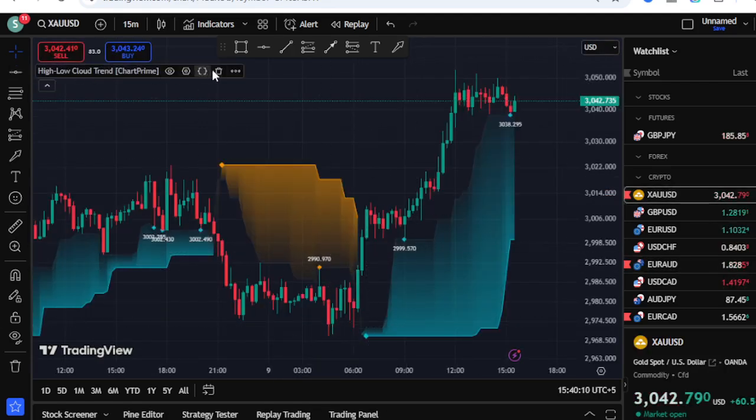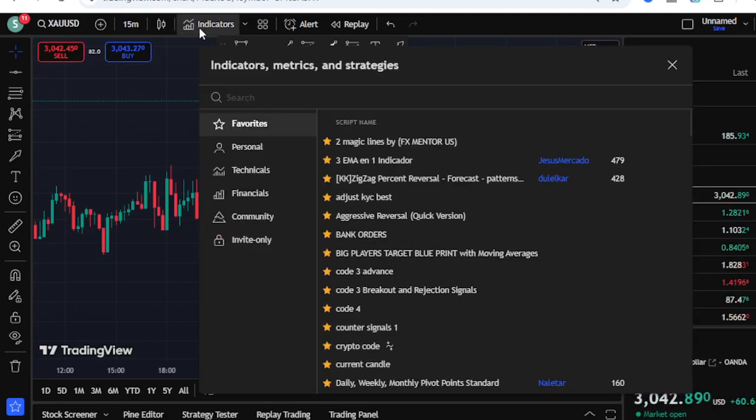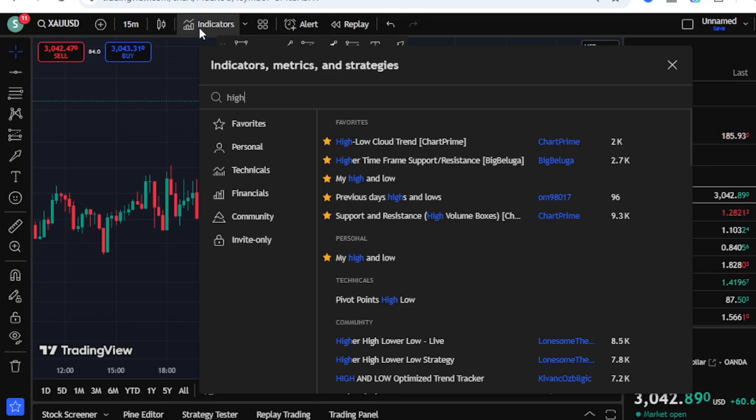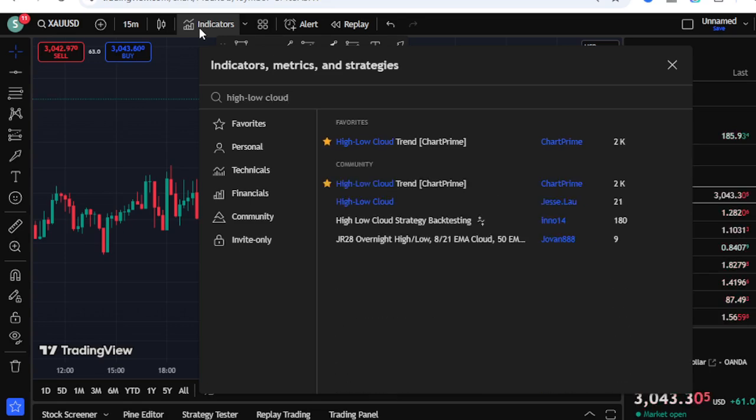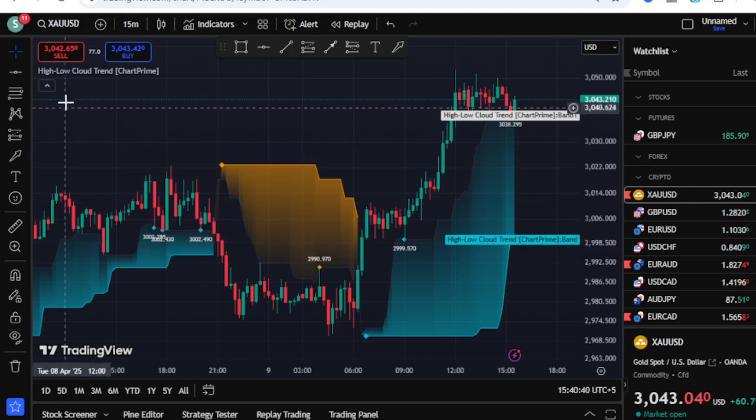That method is very simple. Just go to your indicator section. Here you need to write high dash low, okay? High dash low and then cloud trend, and then this indicator will come, that is by Chart Prime. And you can see the reason is that it has likes above 2000. The reason is that this is a very accurate indicator. That is why this indicator has gained a lot of importance among different traders.